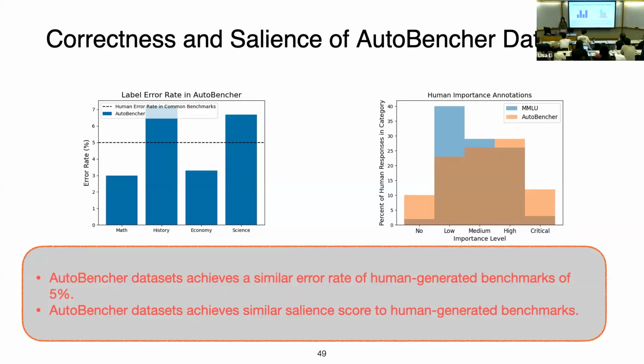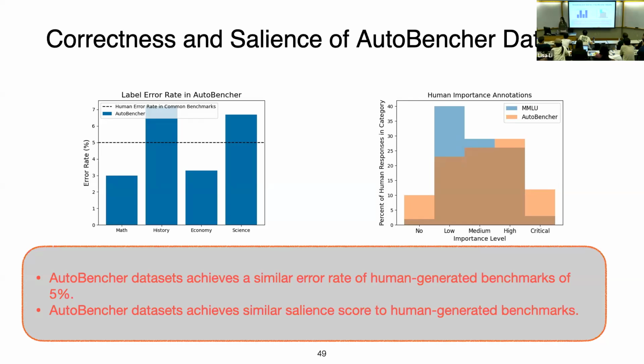And we also ask Mechanical Turkers to provide salience labels for each AutoBencher question, just to make sure that the questions are meaningful and important. And we confirm that AutoBencher datasets achieve a similar salience score compared with human-generated benchmarks like MMLU. So we basically ask them to rate salience on a Likert score of not salient, low salience, medium, high, etc.